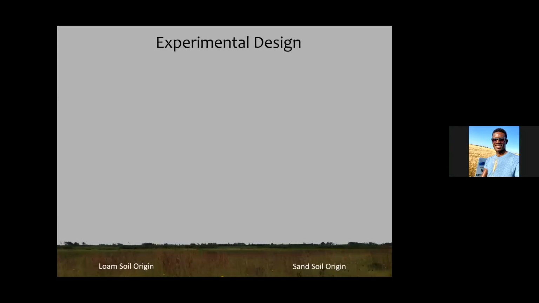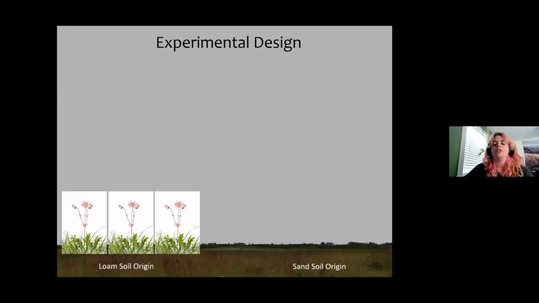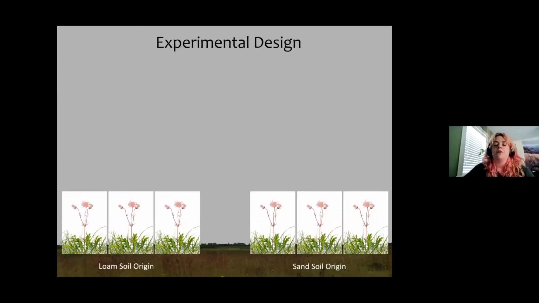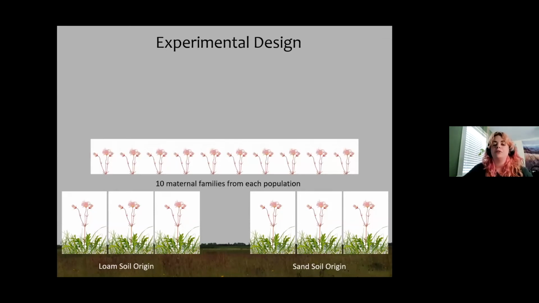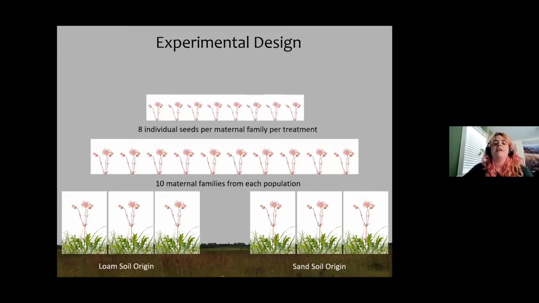So to set up the design a little bit further, a reminder, we have 6 populations, 3 are from loam origins and 3 are from sand origins. From each one of these populations, we harvested 10 maternal families. Then of each maternal family, we germinated 8 individual seeds, and we did that twice because we have 2 treatments, which I'll mention in a minute. But for now, it's just to say that we have a total of 960 plants that are growing.